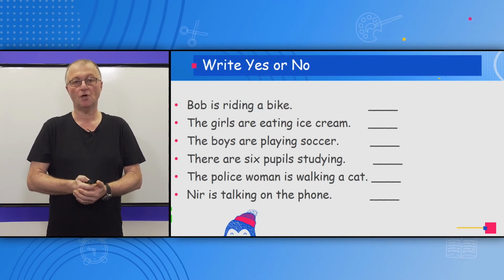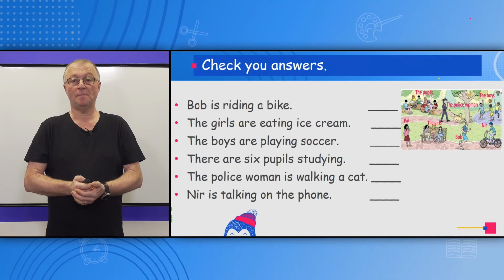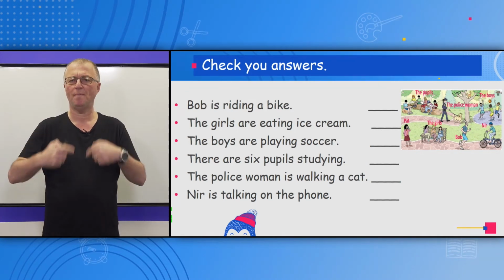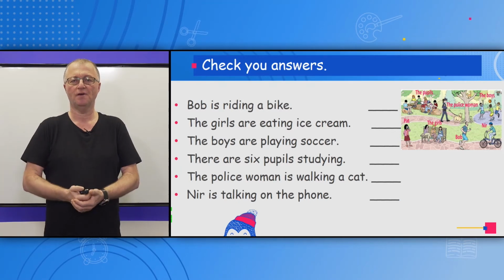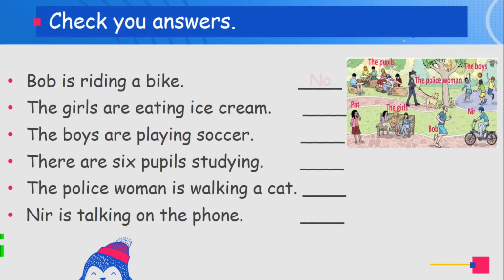Let's go. So, let's look at the picture again. It's a little small, but I'm sure you'll be able to see it because you still remember looking at the picture in the beginning. So is Bob riding a bike? No, he's not riding a bike. Near is riding a bike.